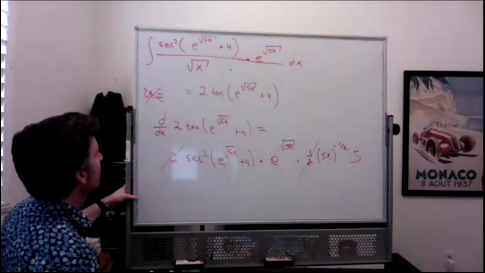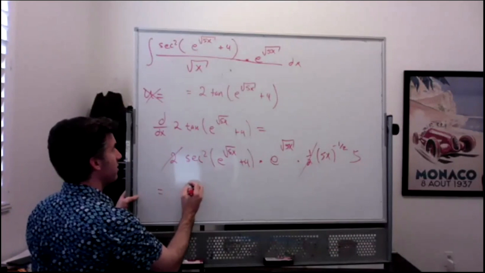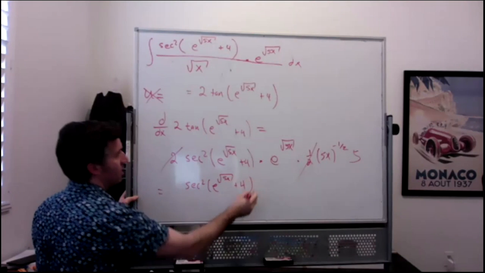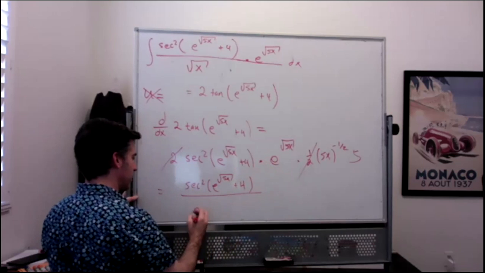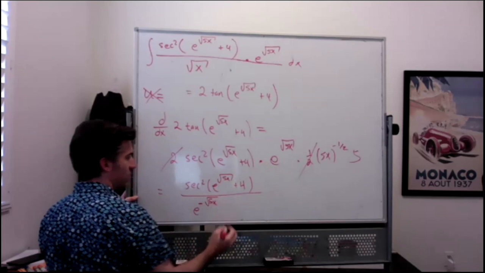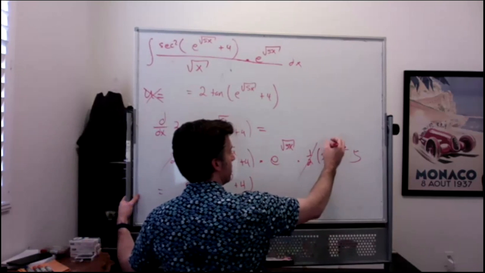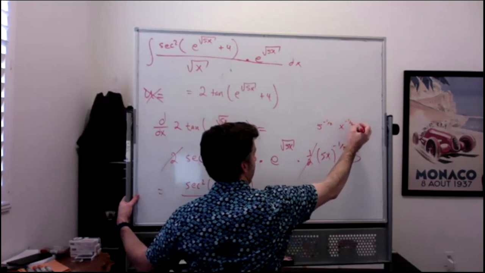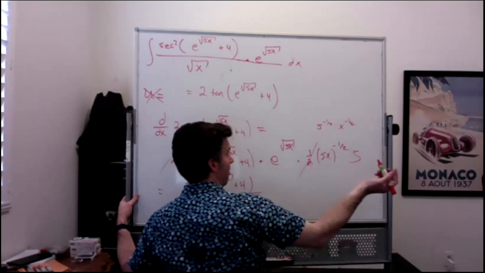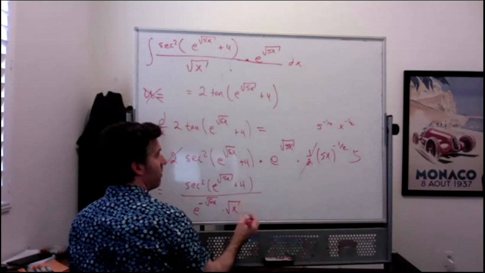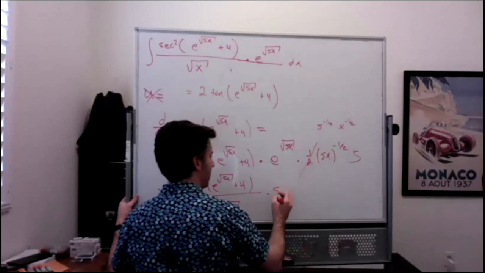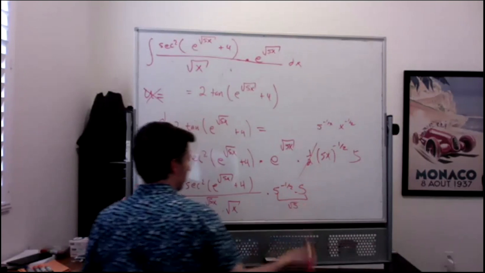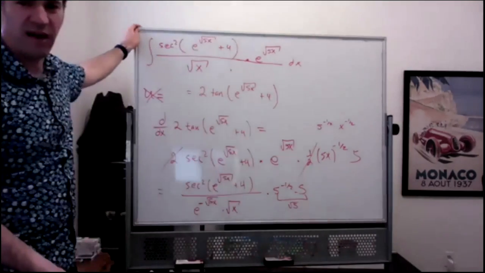So I've got secant squared of e to the square root of 5x plus 4. I can bring this down to the bottom and say it's divided by e to the negative square root of 5x. This here is 5x to the negative 1/2, which is 5 to the negative 1/2 times x to the negative 1/2. X to the negative 1/2 is 1 over the square root of x. So I can have a square root of x down here. And then I still have a 5 to the negative 1/2 times a 5. And that's going to be the square root of 5.